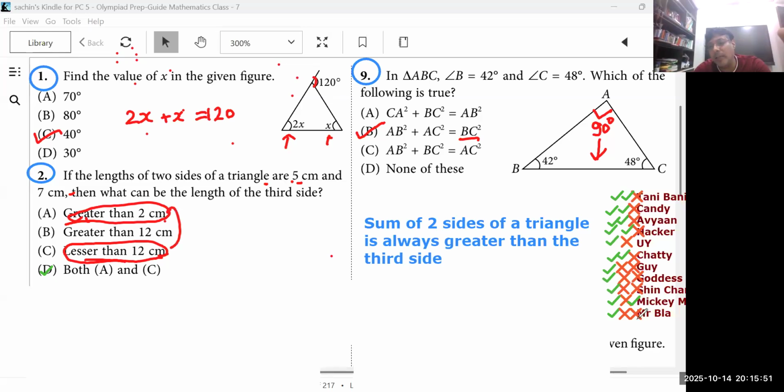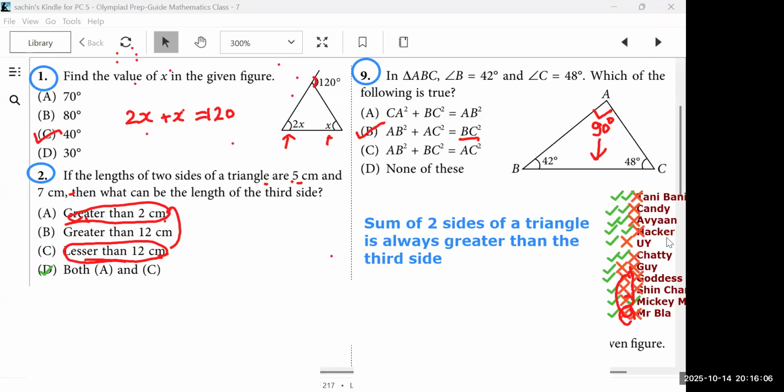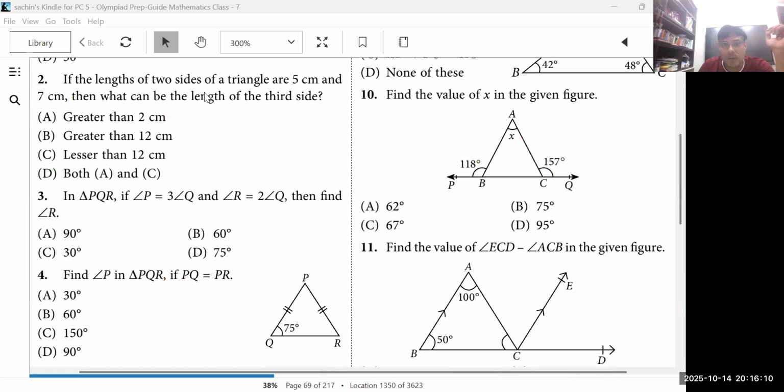So Mr. Ba wasn't there. So Mickey Mouse, Shinchan, Goddess, understood? Yes or no? Yes. So guys, let's do the next question. These two.